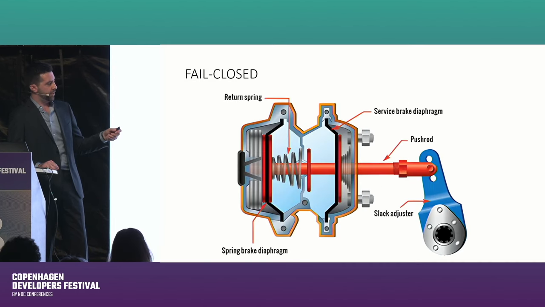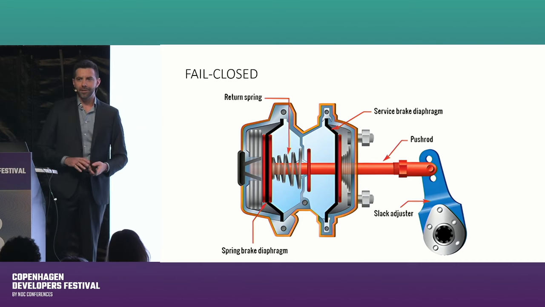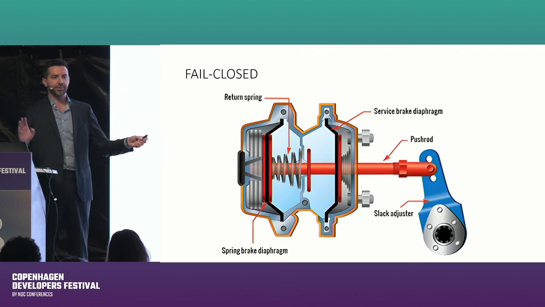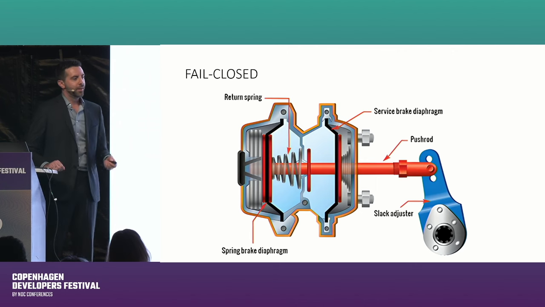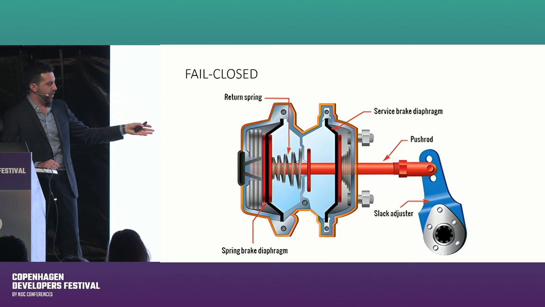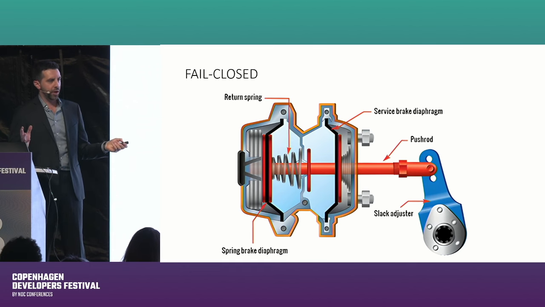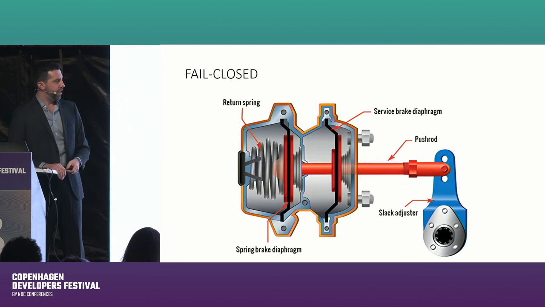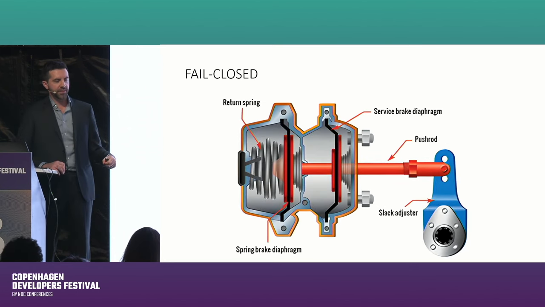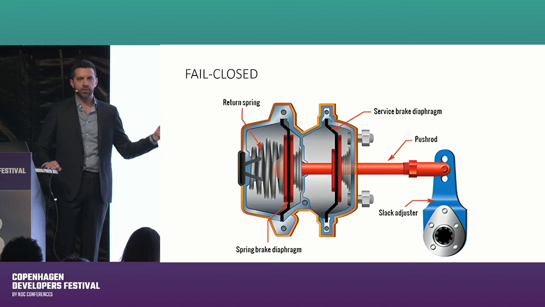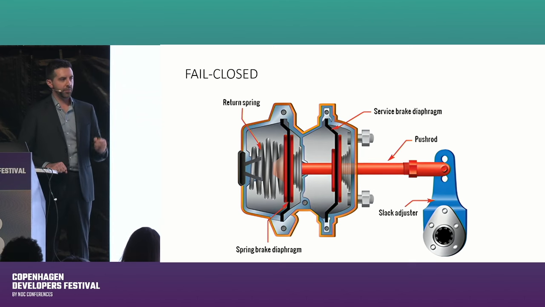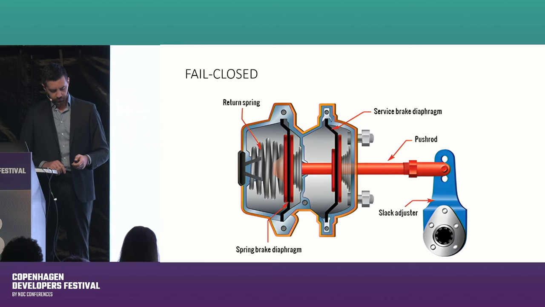Now, fail-closed system. I like to use the example of air brakes, because I actually have an air brake and truck driving license. I'm not an astronaut like the previous guy, but I can drive a truck. So this is how an air brake works. It has an emergency brake that is kept released by air pressure inside. And if the air pressure is lost through a pipe rupturing or a tank rupturing or compressor failing, that air pressure disappears, the spring activates, and it locks on the brake. That's a fail-closed system, because if it fails, the brake will be applied and the system is shut down.